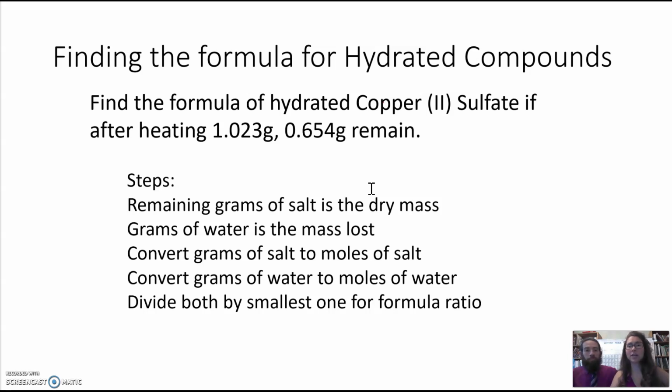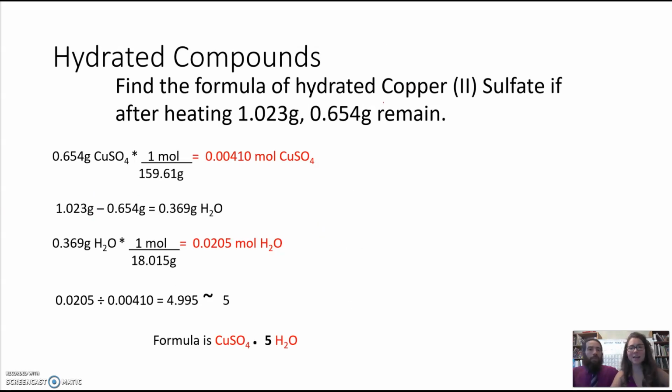And I'm going to show you a trick on how to, actually, we already taught you that with dividing by the smallest one. That will get you one of those moles to turn into at least one whole number, which is 1, and we need that whole ratio of moles to get to that formula. So let's show you how this is done.